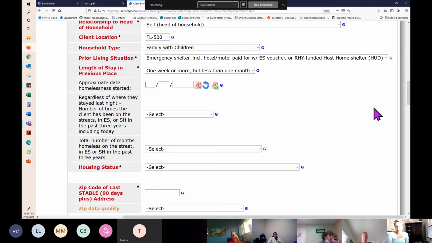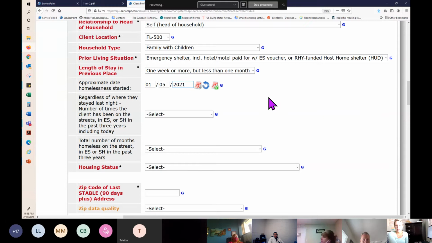We'll say that the clients, unfortunately, were evicted right after the time frame when the CDC moratorium was lifted. They had been on back rent, and the landlord just evicted them as soon as it was lifted. They were in that window where, unfortunately, a lot of clients were evicted, and we were unable to prevent their homelessness. So we're going to say that he was evicted on January 5th, 2021.